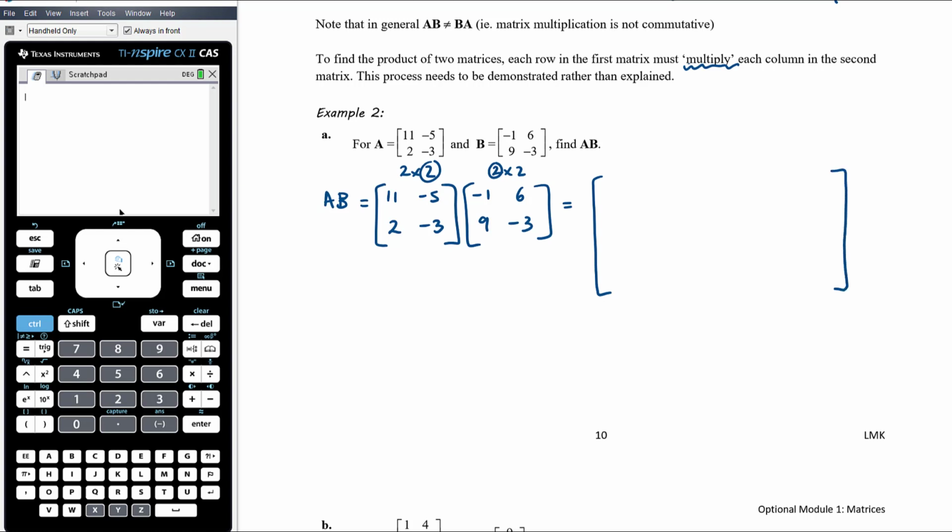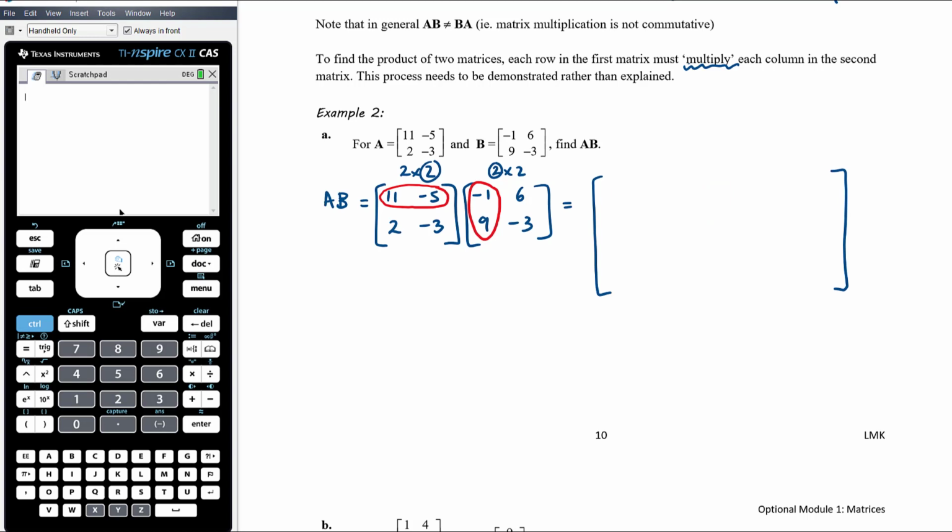Okay, so each row in the first matrix must multiply each column in the second matrix. Okay, let's do it one at a time. So first row is going to multiply first column. Now, the answer that we get when we do that goes in row 1, column 1 in our answer. So top row by left column is going to end up in the top left. When I do the top row by the right column, that will go in the top right. When I do the bottom row by the left column, that'll go in the bottom left, and when I do the bottom row times the right column, that'll go in the bottom right.